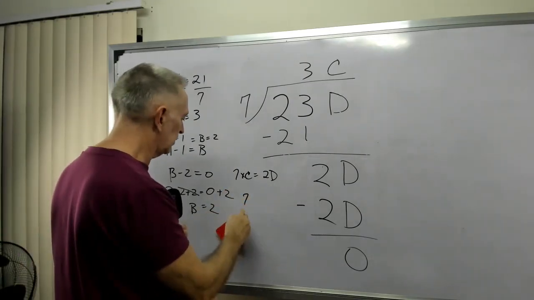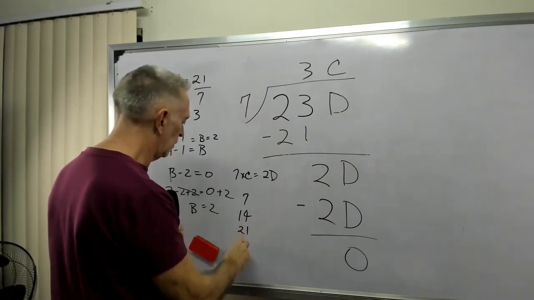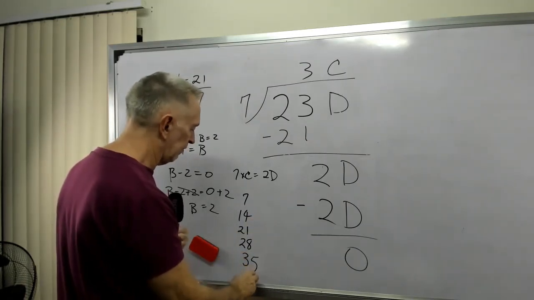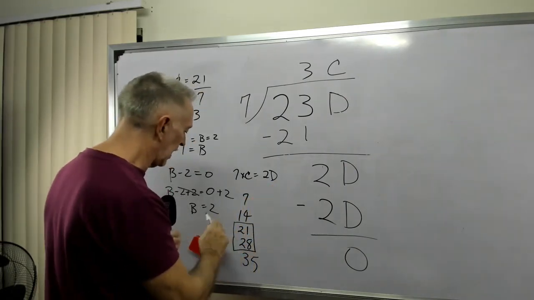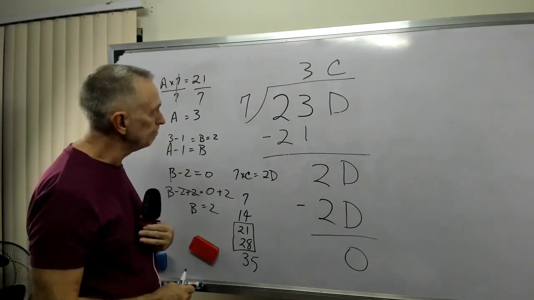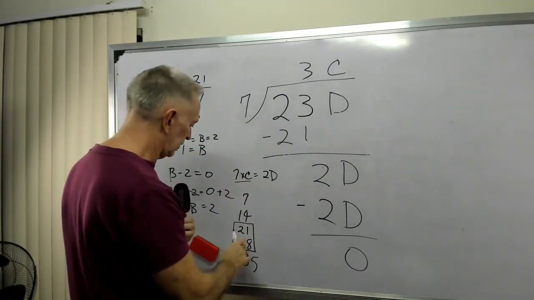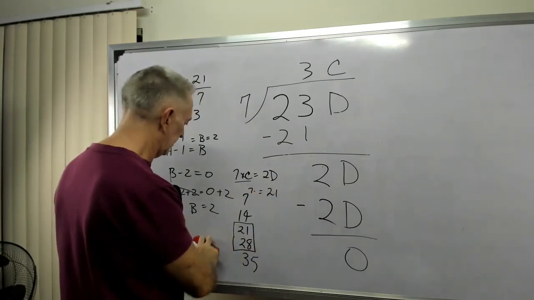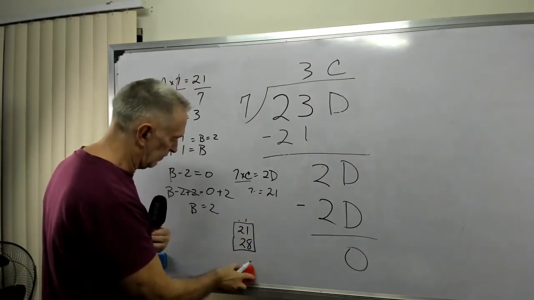So what are the multiples of 7? 7 times 1 is 7. 7 times 2 is 14. 7 times 3 is 21. 7 times 4 is 28. 7 times 5 is 35. So 20 something. So the only two options I have is 21 or 28. Okay? Now I could divide both sides. If I said 21 equals 7 times C. Let me get these out of the way. I don't need 35 now.